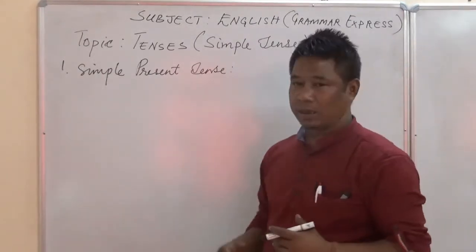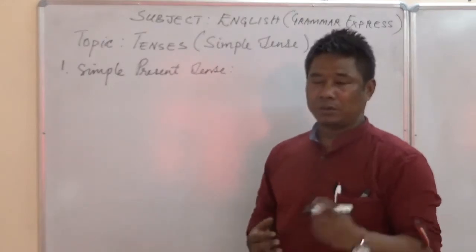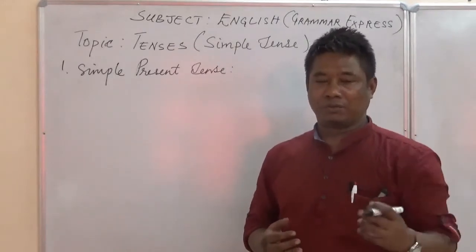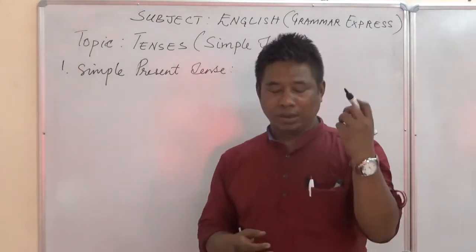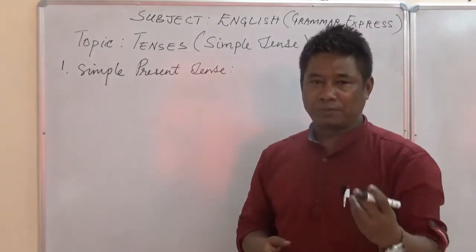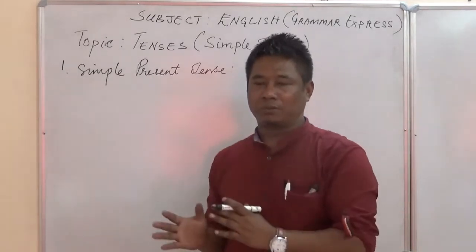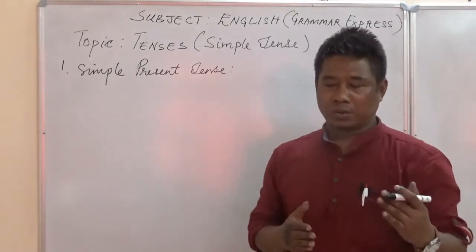In order to understand the tense, we need to know the verb, the formation of the verb. In an English word, the verb, especially the verb, has three forms. They are called in two ways.